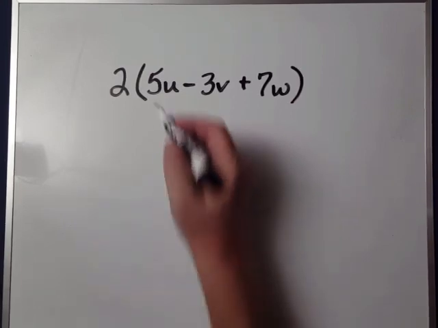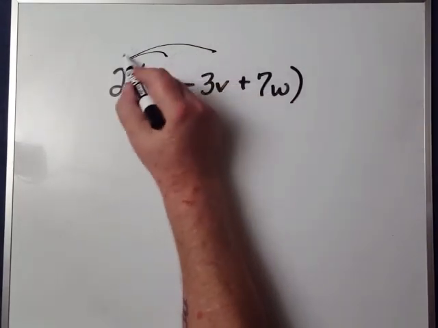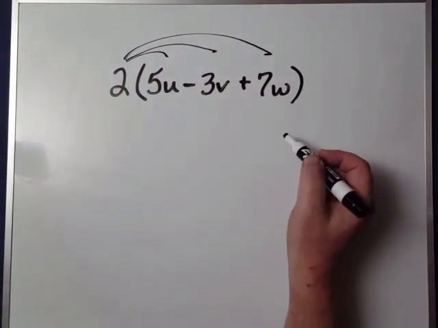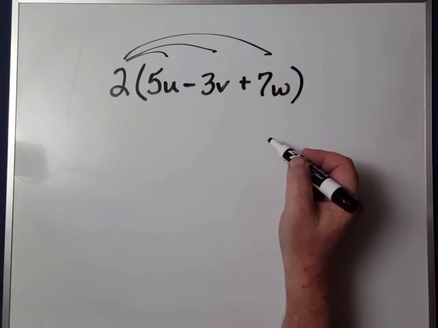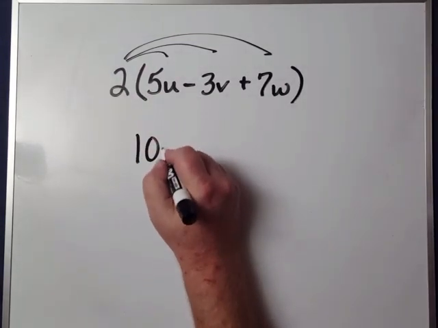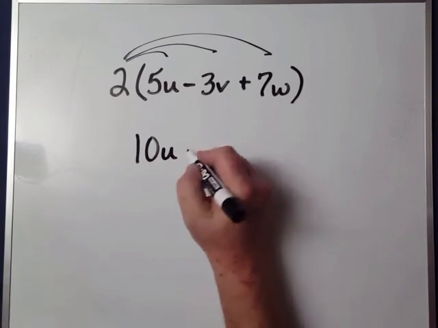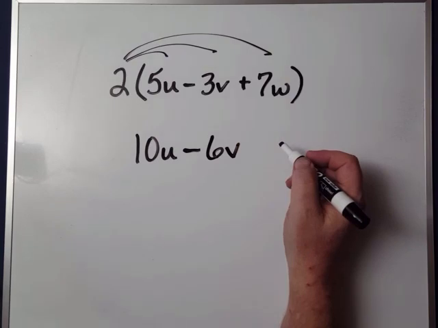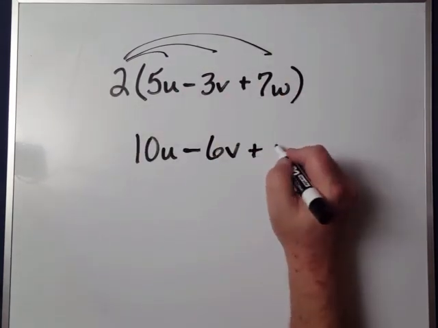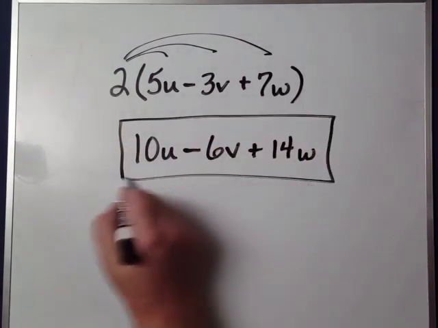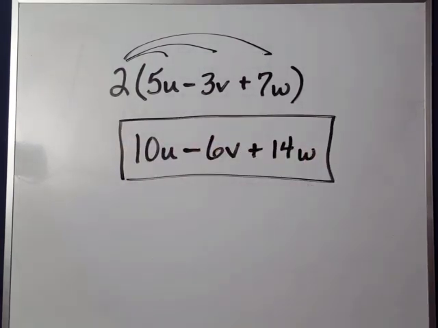We'll distribute this too. There are 3 terms inside the parentheses. And so we will distribute to each of these 3 terms. 2 times 5u, 2 times 5 is 10, so that's 10u, minus 2 times 3v, 6v, and plus 14w. Distributing that 2 to each of those 3 terms.